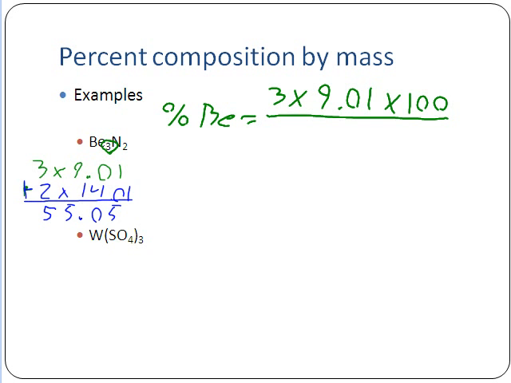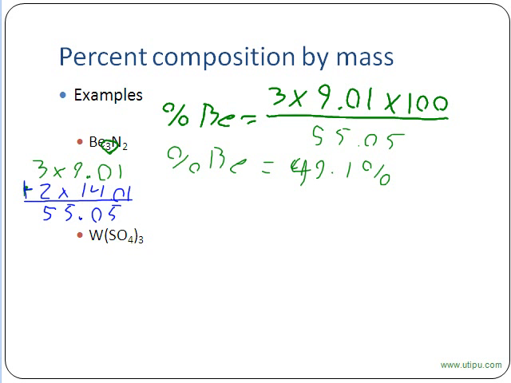And so that means we'll use that over here. 55.05 is what we have here. So just some quick math here shows that we have 3 times 9.01 times 100, and then divide that by 55.05. And so we find the percentage by mass of Be has to be a total of 49.1% Be for this particular substance right here.